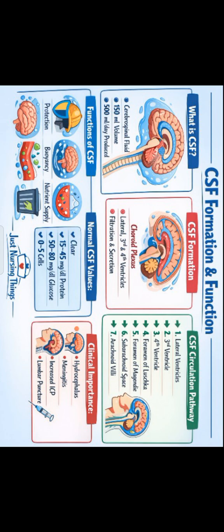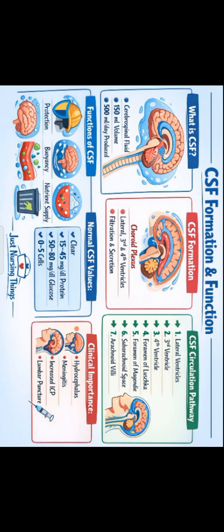Now, formation of CSF. CSF is formed by the choroid plexus. That choroid plexus is located in the ventricles. It is formed from blood plasma. How much is formed per day? About 500 ml per day, but the total CSF present at one time is only 150 ml. This means it is continuously formed and absorbed.